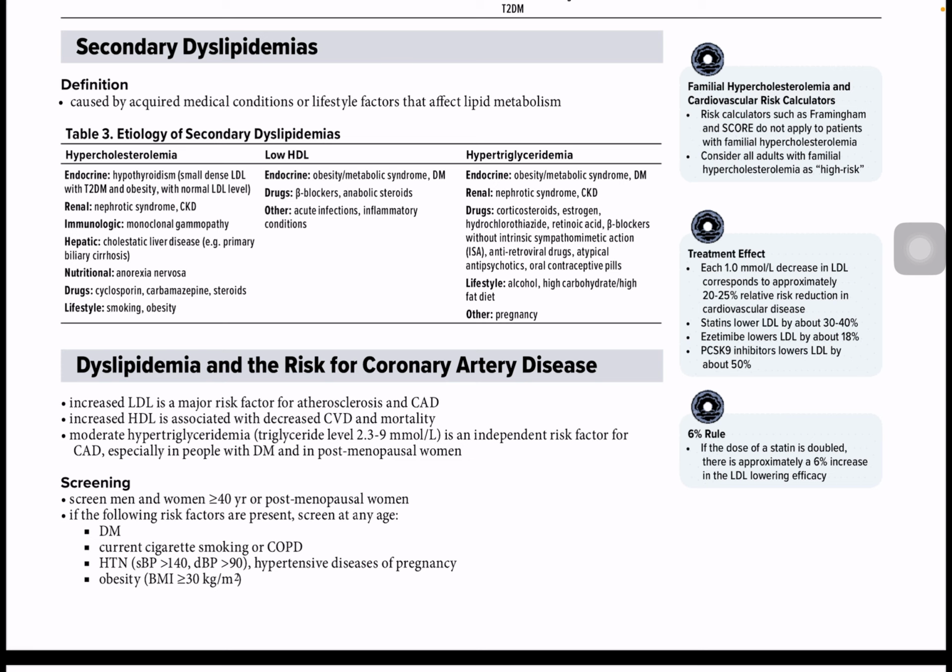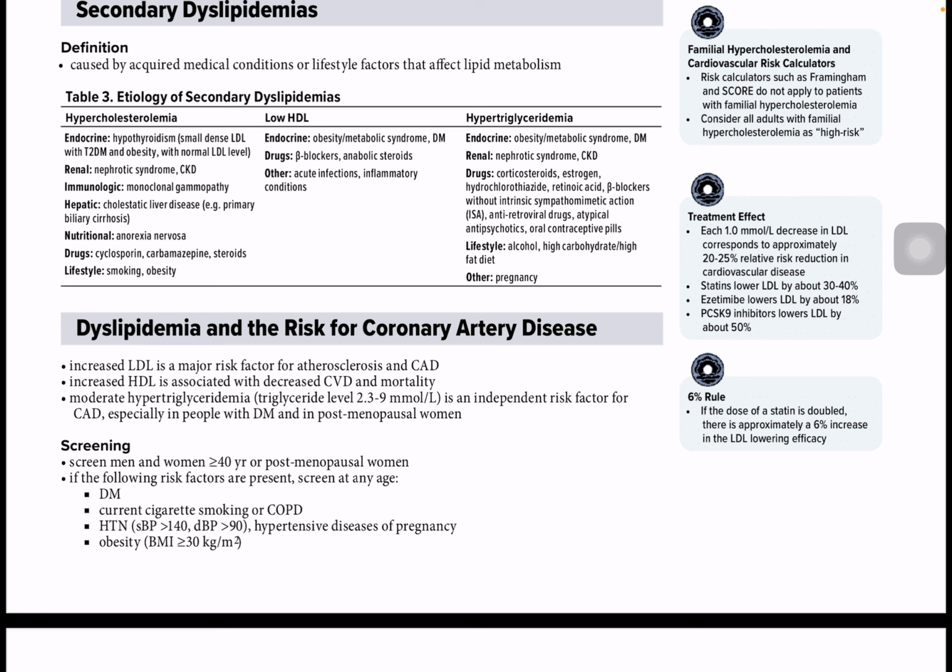Okay. Now on the right side, this small box shows familial hypercholesterolemia and cardiovascular risk calculator. Risk calculators such as Framingham and SCORE do not apply to patients with familial hypercholesterolemia. Consider all adults with familial hypercholesterolemia at high risk. Okay. So we don't use this FRS score. Remember, we learned in the family medicine chapter in the previous video that FRS score is the one that we are using to calculate if the patient is at low risk, high risk, or moderate risk, or if we need to prescribe statins or not.